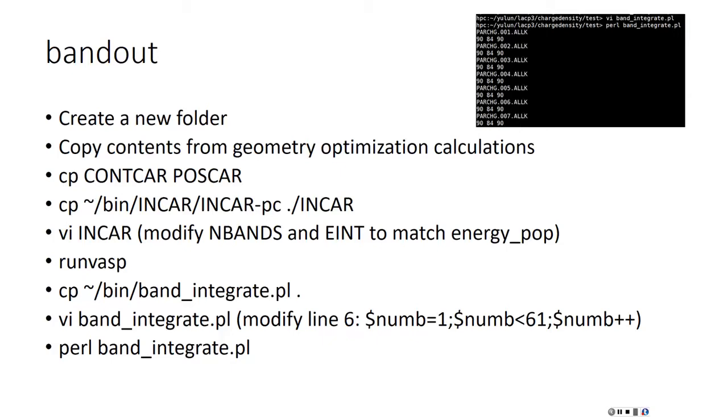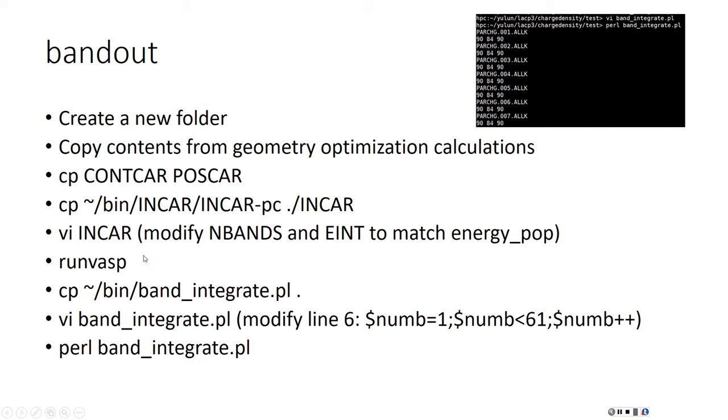Here is the procedure to get the bandout file. We create a new folder and copy everything from geometry optimization into this new folder. Then we copy CONTCAR to POSCAR, and we also need an additional INCAR. In this INCAR file, we need to modify two things. The first is the number of bands. The next is the energy interval, so we need to make sure it matches the energy pub file. Then we can just run VASP.